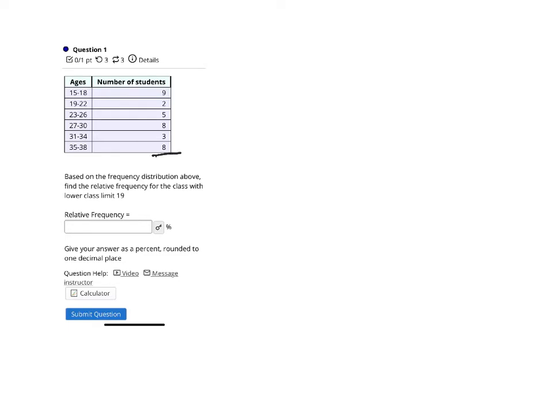So we've got, let's see, 10 and 21 and 35. So we have 35 students. And it says the lower class limit of 19. So that would be this one, the 2. So we're going to have 2 over 35.